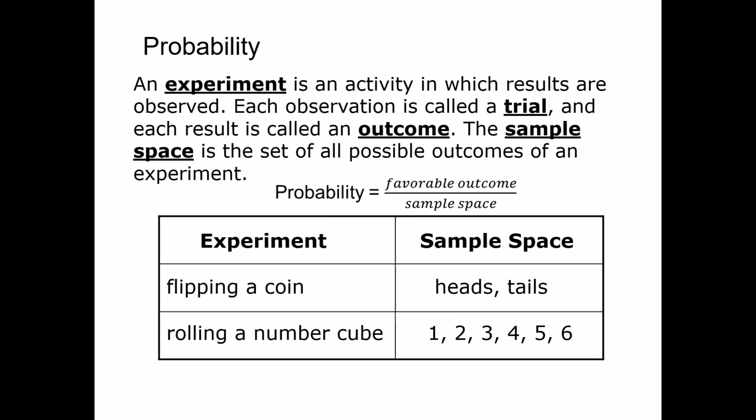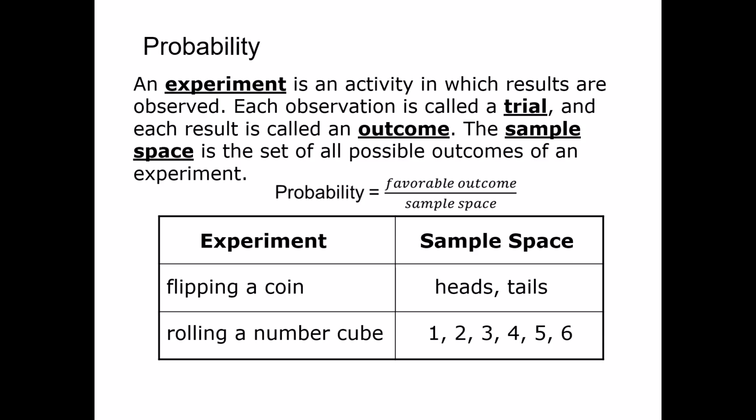Now that we understand what can happen, what our outcomes are, and what we want to happen, what a favorable outcome is, we're ready to start looking at how to actually represent probability. Probability is a number that expresses how likely something is to happen. It could be we're doing an experiment and keeping track of what's happening, or it could be we just want to know the likelihood that something could happen.